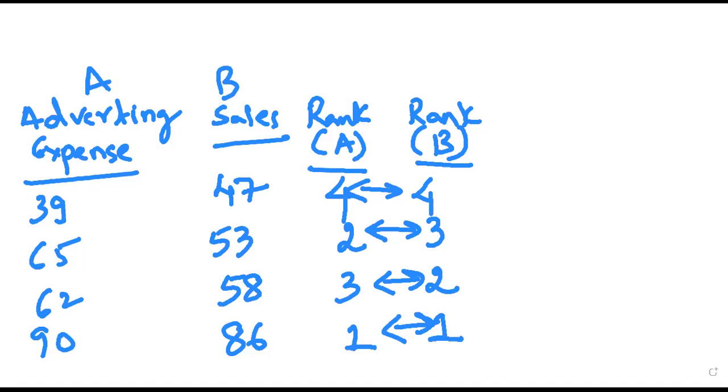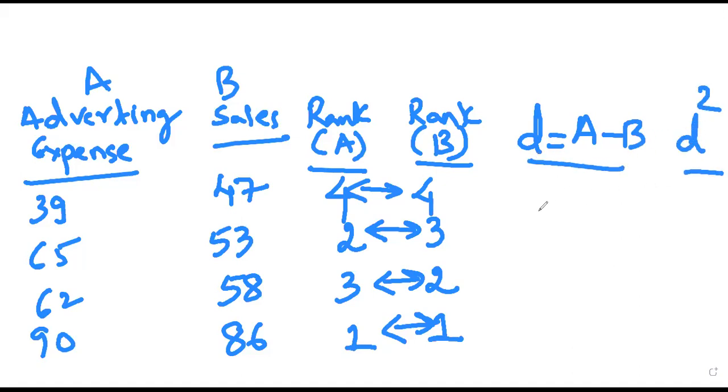You have to determine the difference. Then you're supposed to go ahead. Difference D is A minus B. You have to determine the difference between the first and the second rank. This is rank of A. This is rank of B.